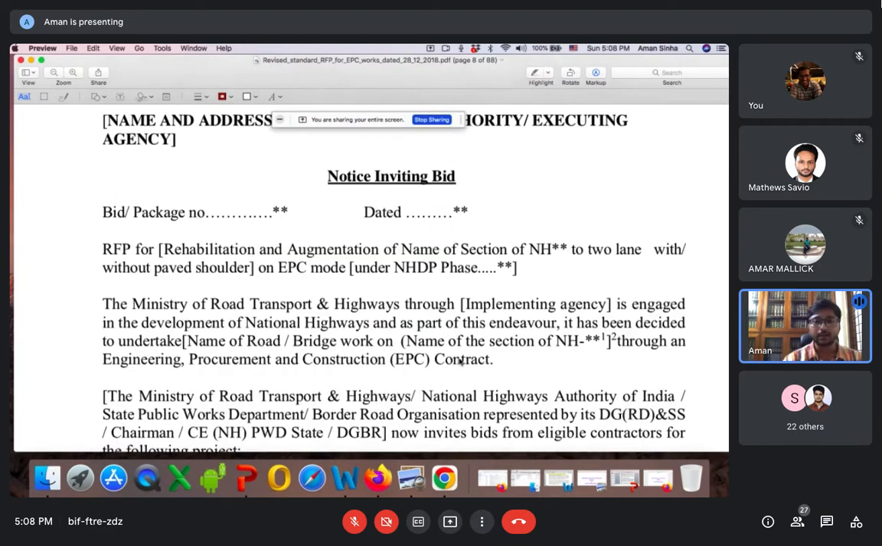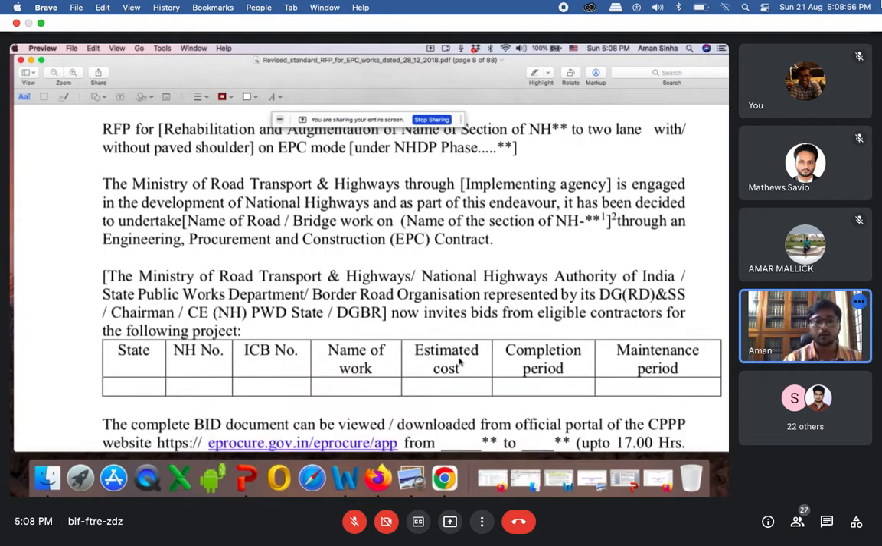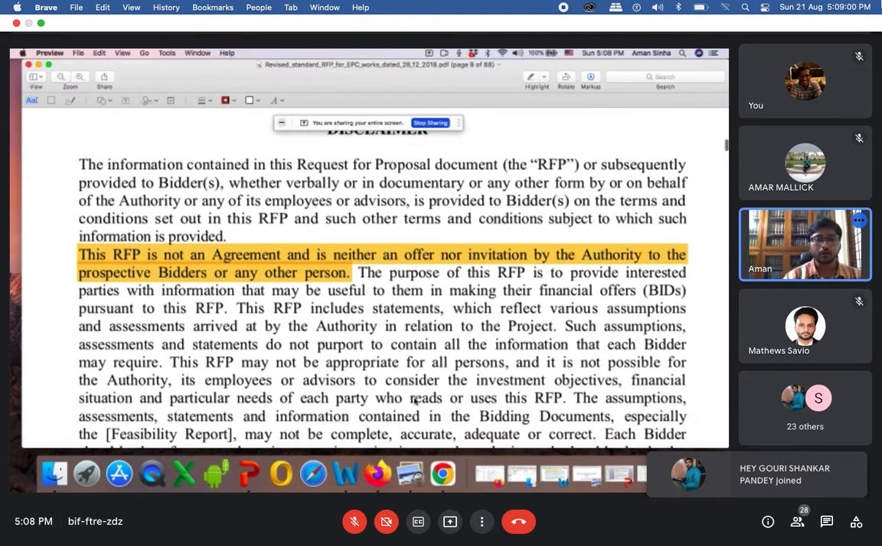So this is mainly the notice inviting tender, or notice inviting bid, you can say. This is the format as such. See, this thing which I've said earlier: this RFP, request for proposal, is not an agreement and is neither an offer nor an invitation by the authority to the prospective bidders or any other person. It's usually an invitation to offer.